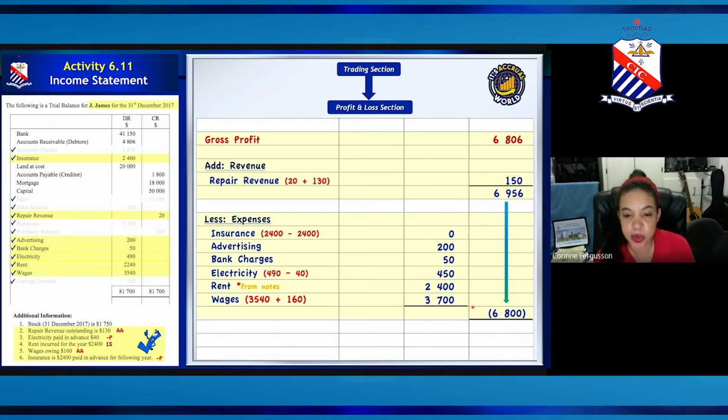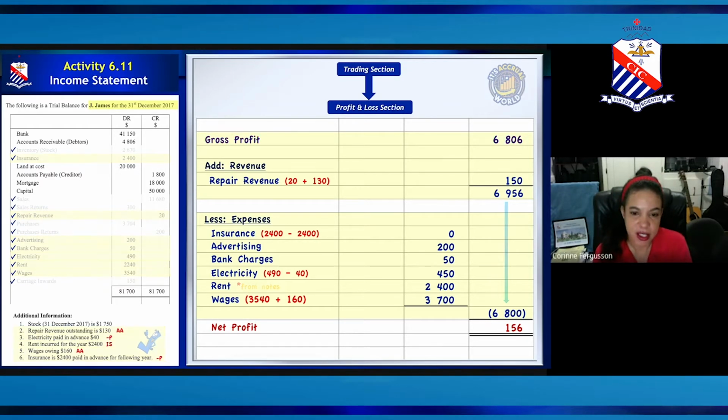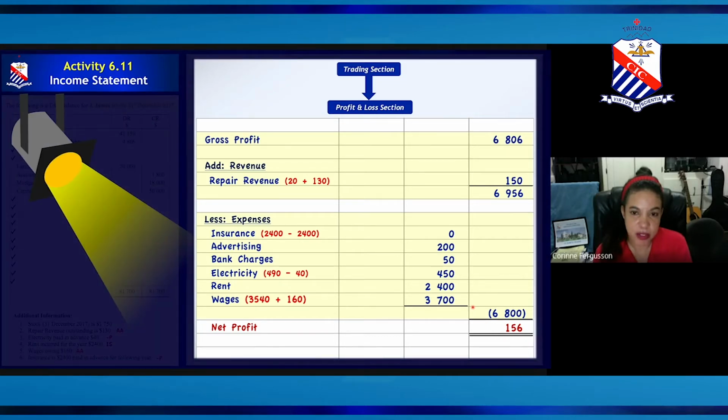and that is going to give you your final figure, your net profit. And your net profit, where you have the $6,956 less your $6,800, gives you $156. And since that's the end, you have your double line, and that is your income statement. Right? So that's your answer there for the second part of your income statement, which is the profit and loss section. Net profit $156.